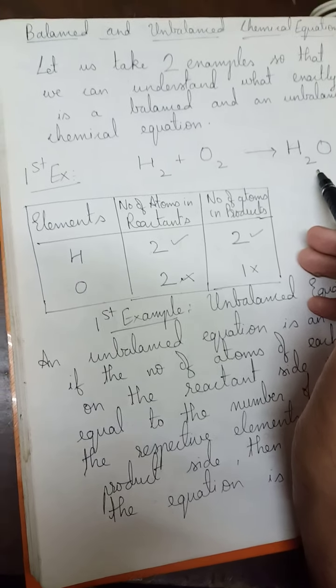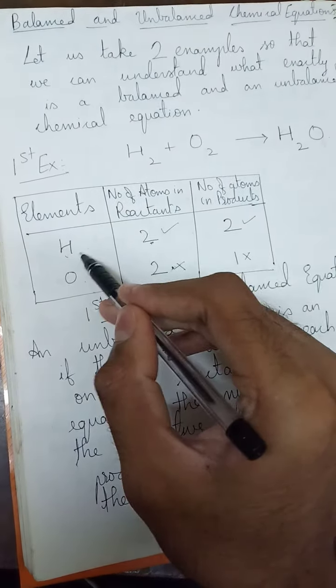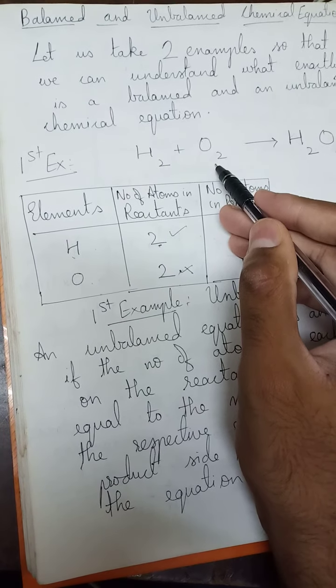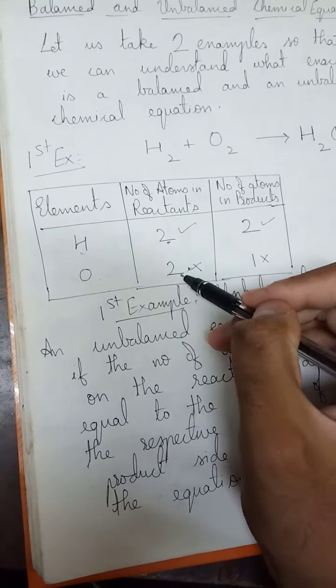So the elements are H and O. There is no third element. So the two elements are H and O. And the number of atoms in reactants, if you see the H, how many H atoms are there in the reactants? 2, right? H2. So 2. The number of atoms in products, the same hydrogen, 2, H2. The oxygen, on the reactant side, the left side of the arrow, there are 2 atoms. And on the product side, the number of atoms in products is 1.